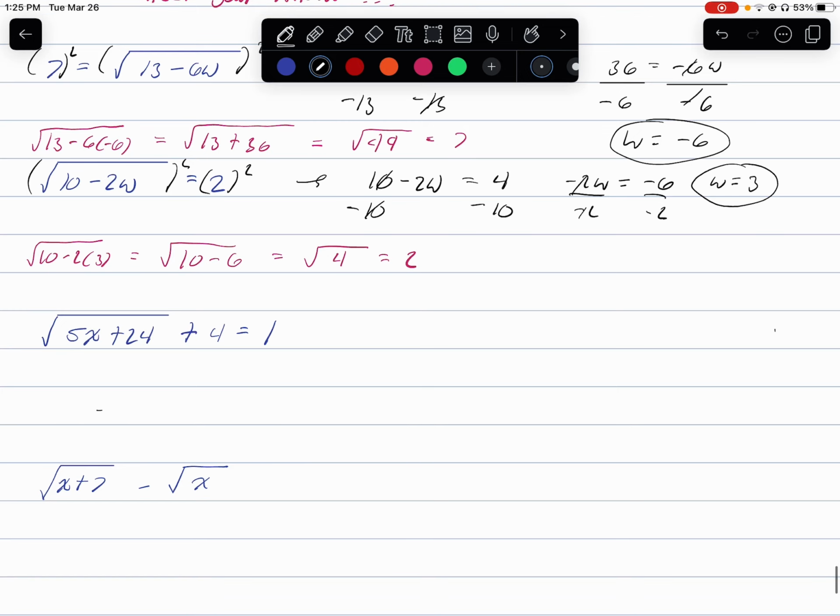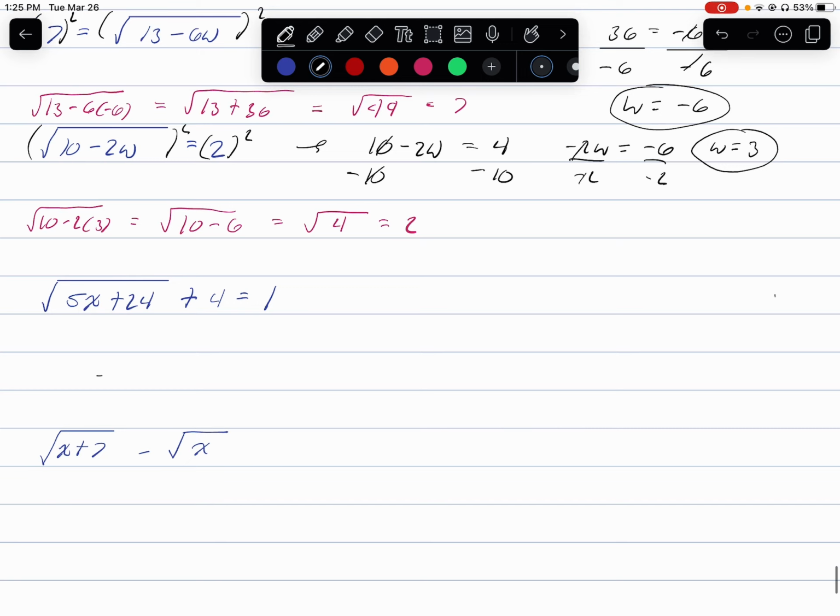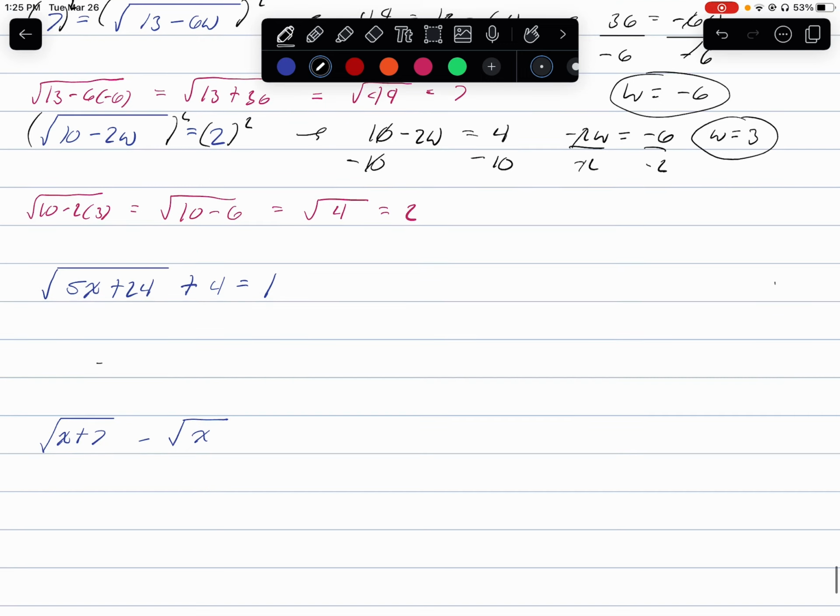Okay, now we have the square root of 5x plus 24, plus 4, is equal to 1. So we got to start by isolating this radical. So let's take 4 away from both sides. And that's going to give us that the square root of 5x plus 24 is equal to negative 3.